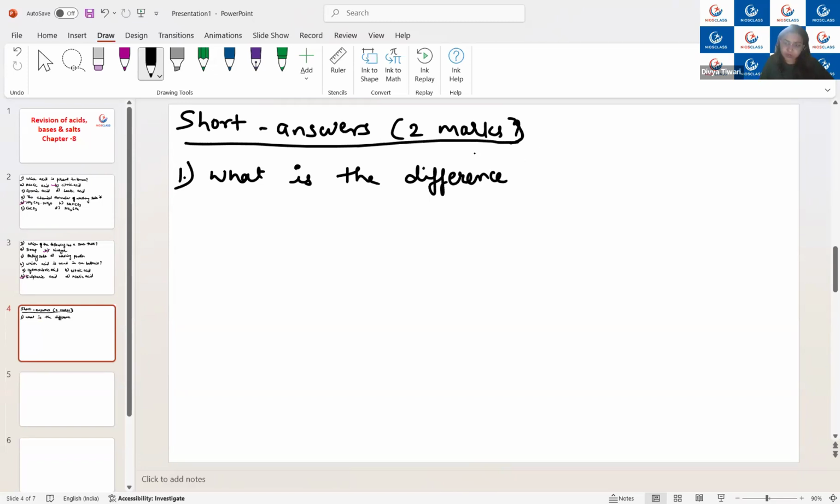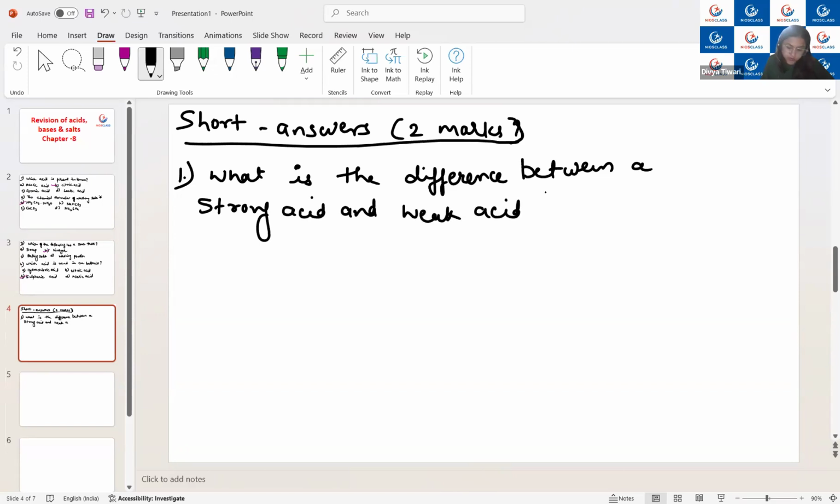What is the difference between a strong acid and a weak acid, and give an example? This type of question you will be given, then 1 mark will be given for writing the difference between the strong acid and the weak acid, and 1 mark will be given for writing the example. I think all can easily answer this problem.